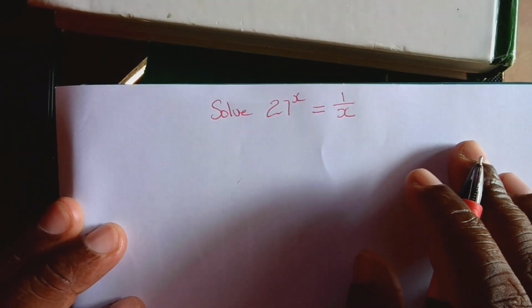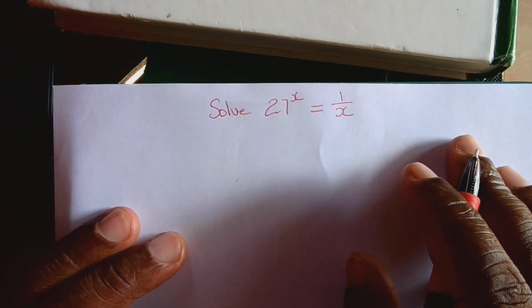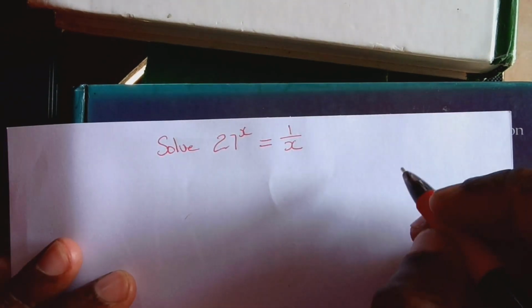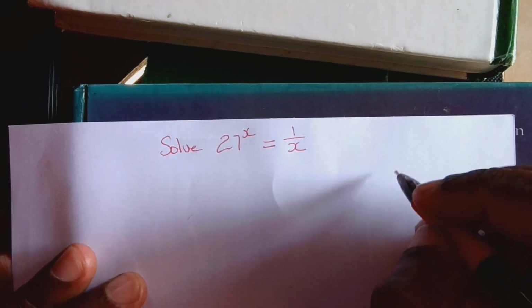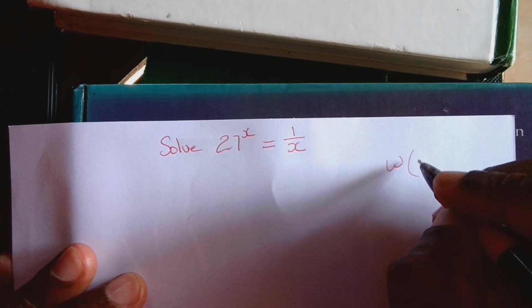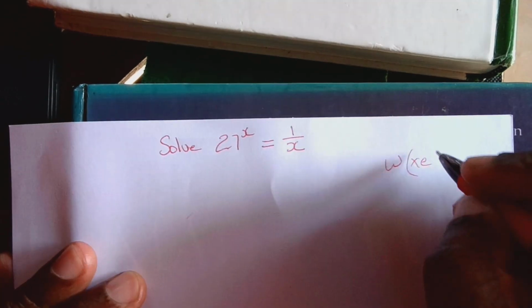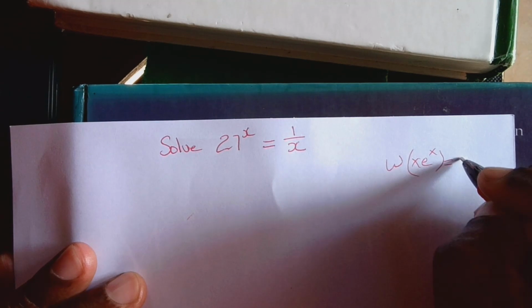So we're asked to solve 27 to the power of x equals 1 over x. And to help us, we're going to utilize the Lambert W formula, which says we have a function W of x times e to the power of x, which is equal to x.